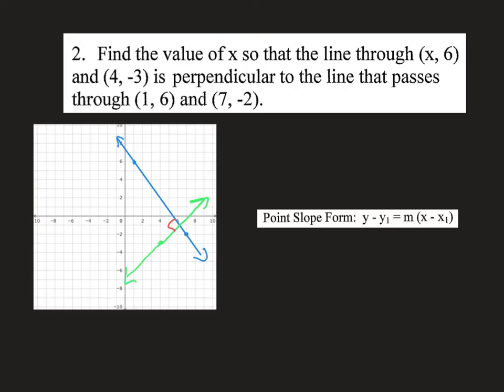Okay, so the second verse, same as the first. Find the value of x this time, right here. So we notice we're missing an x, so that the line through this point and (4, -3) is perpendicular to the line that passes through (1, 6) and (7, -2). So (7, -2) is right here, (1, 6) is right here.